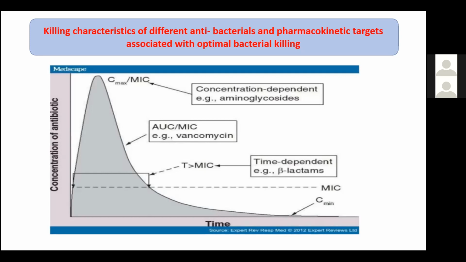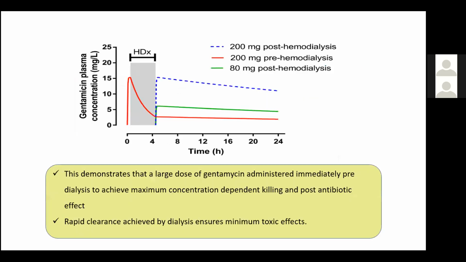And there are some drugs which will exhibit both concentration and time-dependent killing. Now, this is an example, as is seen from the graph, that a dose of aminoglycoside was administered just 30 minutes before the session of hemodialysis, and it was given as a 30 minutes infusion. So there was a peak in the concentration of gentamicin in the plasma, and after that, there was a fall post-dialysis. So maximum bactericidal activity can be achieved with this modification.